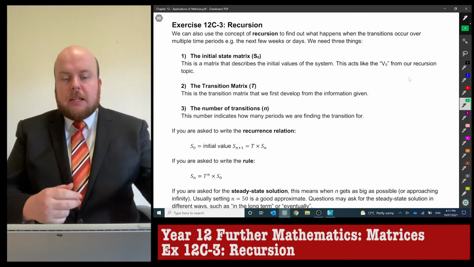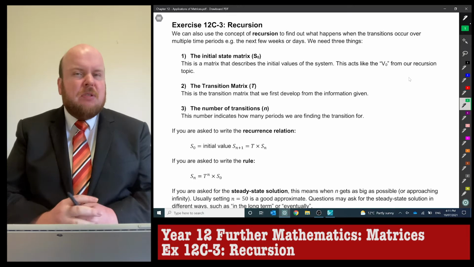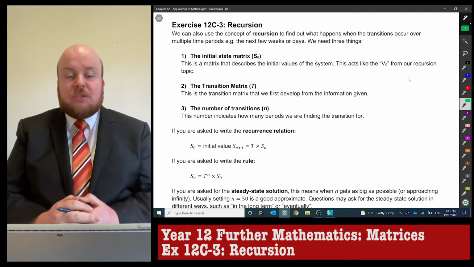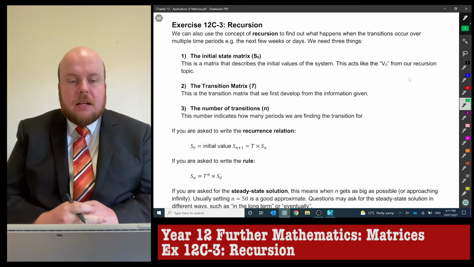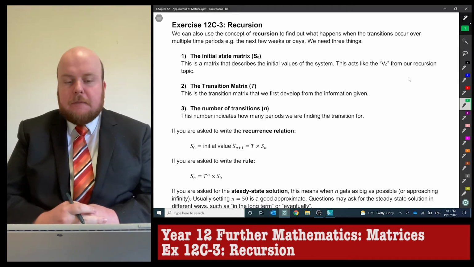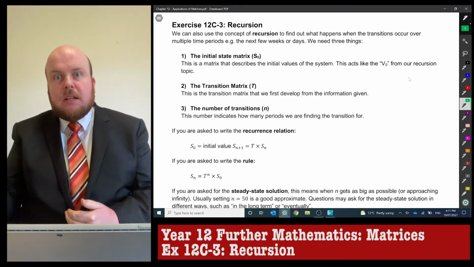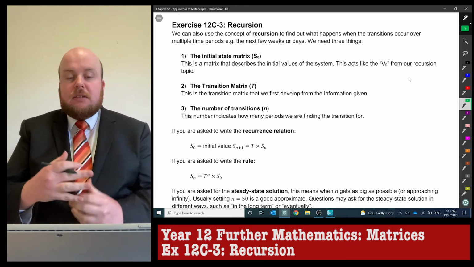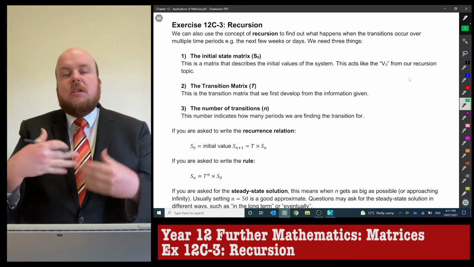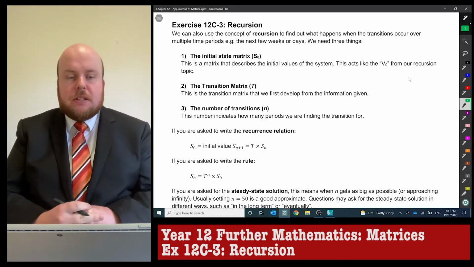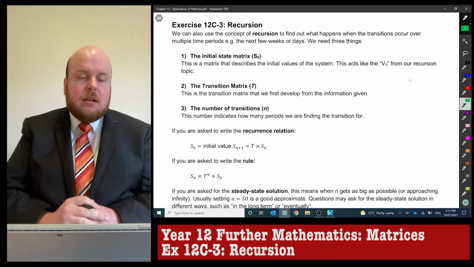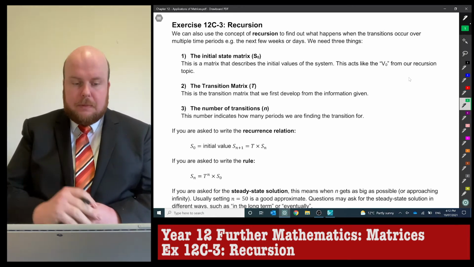We usually write them in the format you can see there. We use S's generally. So S naught is equal to whatever the initial matrix is. And then we have S(n+1) is the transition matrix times Sn, where Sn is each of the iterations. And so if that's how you write the recurrence relation, if you're asked to write the rule, then it's Sn equals the transition matrix to the power of n times S naught.